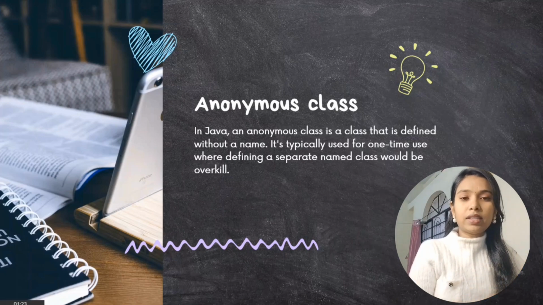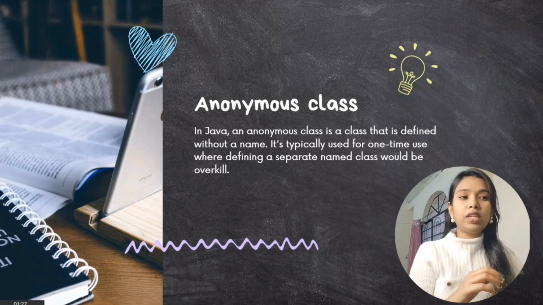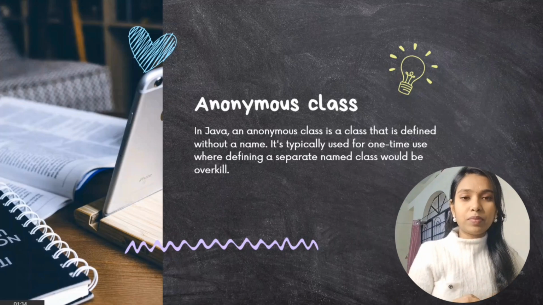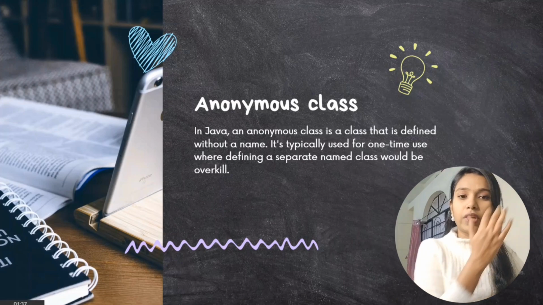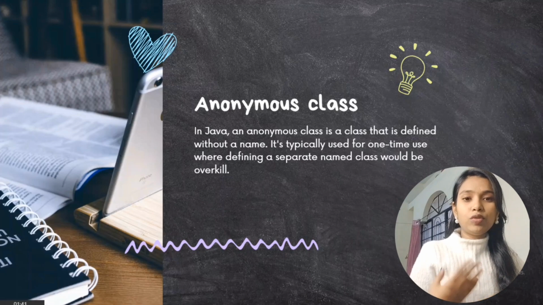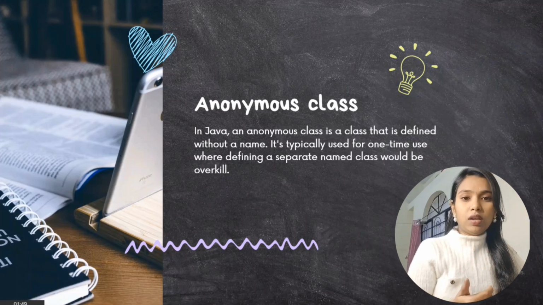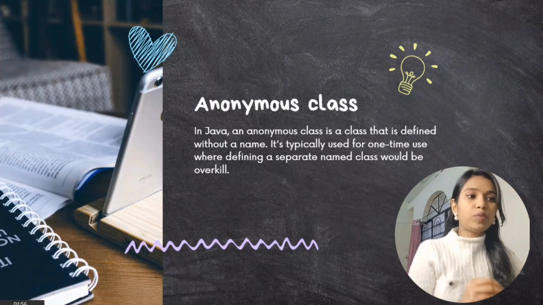In that case, you don't need to create a class with a name. You can directly create a class when you are creating an instance of your class. So an anonymous class is created at the time you're creating the instance of your class. At that time you can create one class and give whatever behavior you want that method to have. Likewise, you can create an anonymous class in your program.